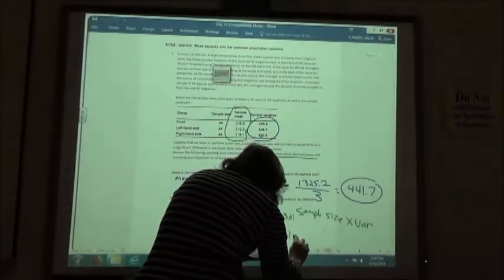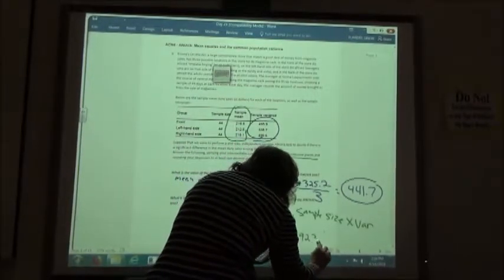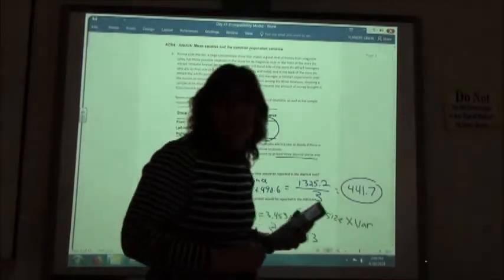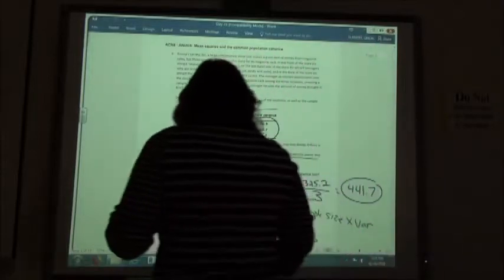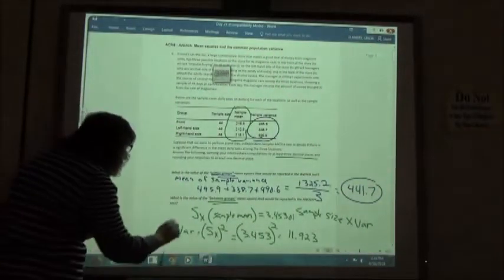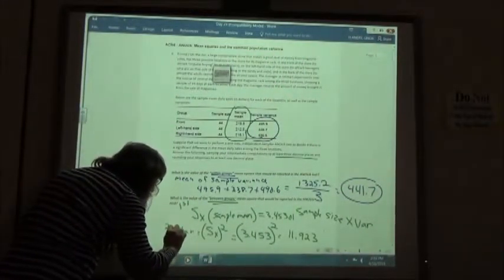You should get 11.923. Again, carrying that at least to 3 decimal places. You could go farther than that, but at least 3. Now the last step, here's my first, here's my second.